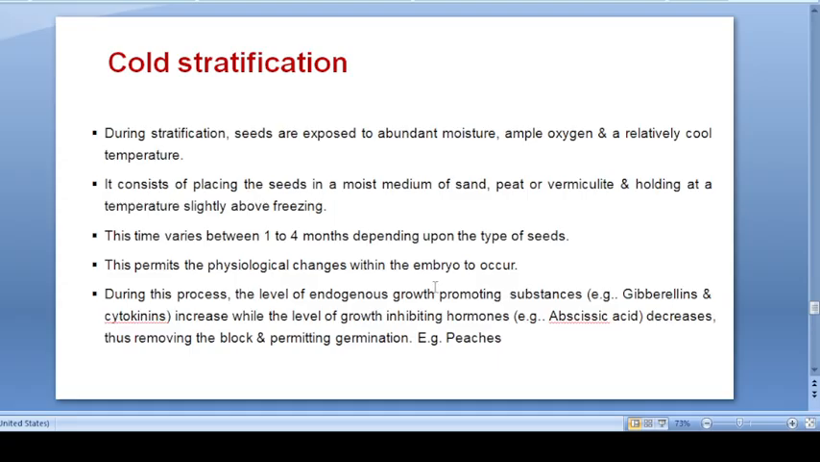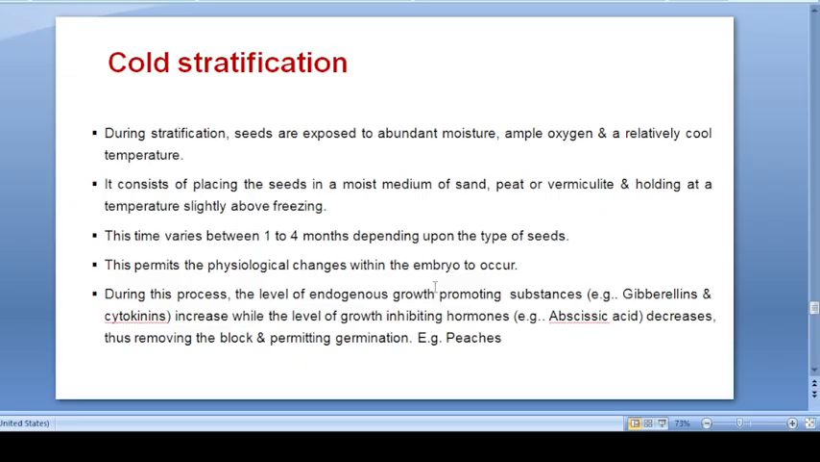Next is cold stratification. It is also called moist chilling. Here we can break the dormancy by subjecting the seeds to cold temperature or cold condition. Some of the seeds we can subject to moist chilling also, so that helps in breaking the dormancy.